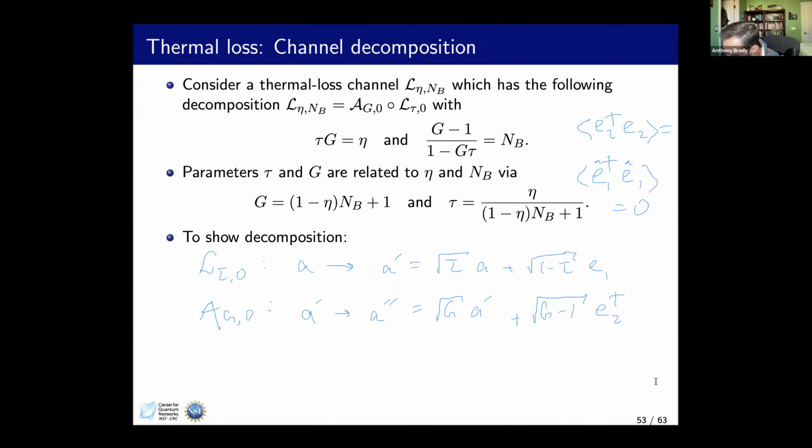So if you write this out, you'll have G tau A plus, oops, something happened. Hold on 1 second. Okay, there we go. Sorry, guys, something happened on my iPad. Anyway, so what we have here is G 1 minus tau E1 plus, G is acting on that, that's fine, G minus 1 E2 dagger.